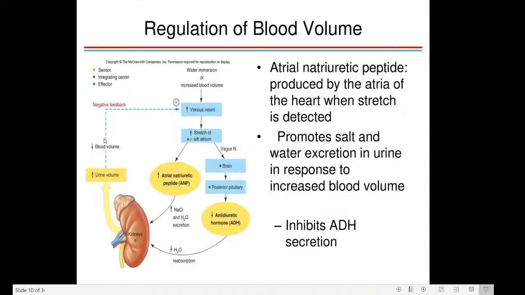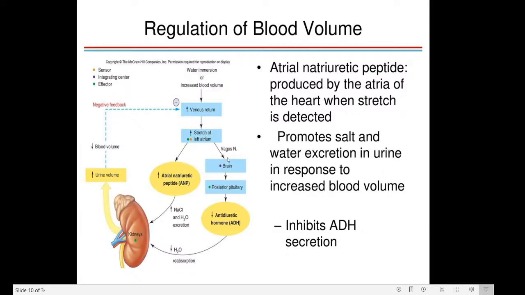Once again, I will repeat. To increase the blood volume: first the blood volume is high, so venous return is high and the blood pressure becomes high. Due to this higher blood volume, the stretch receptors of the left atrium are alerted, its volume and enlargement become high. In that period two pathways are activated: one is the brain pathway, another is the atrial natriuretic peptide pathway.